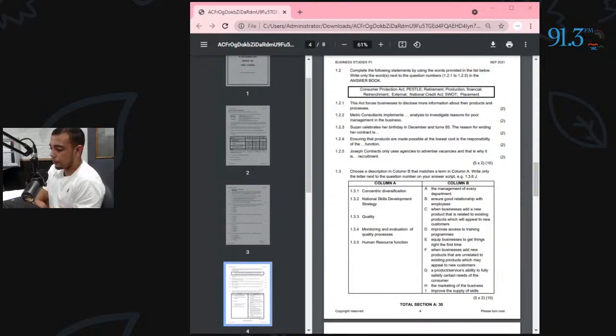So quality, we're looking for the answer for quality. The answer would be G. 1.3.4, monitoring and evaluation of quality process. This takes place in the TQM, and that answer is E. The last one would be human resource function, would be B.